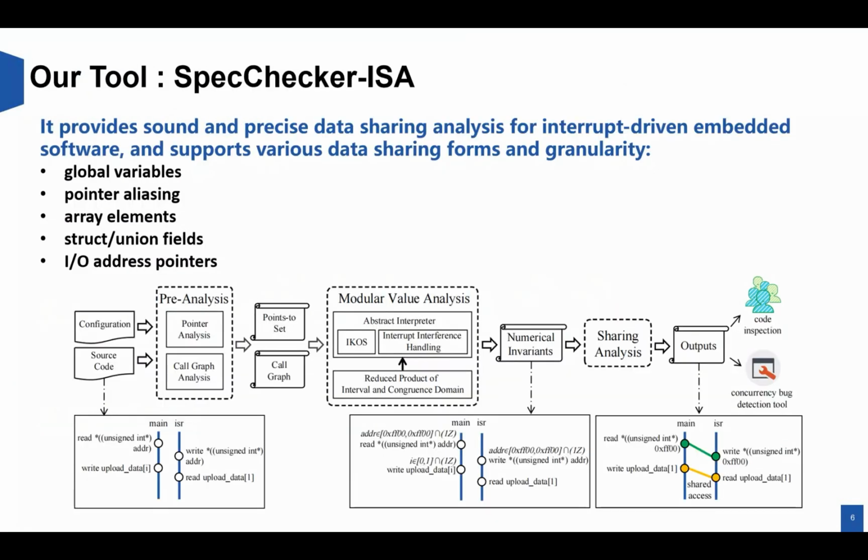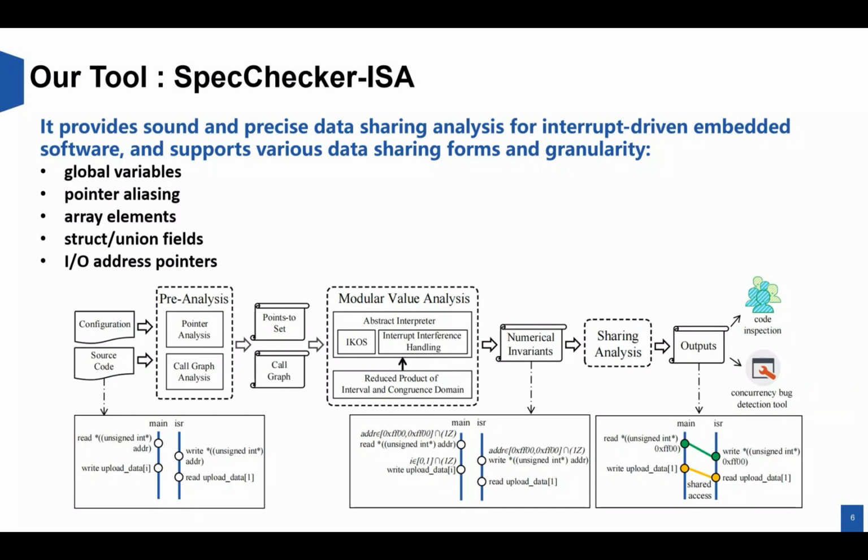We propose SpecChecker-ISA to provide sound and precise data sharing analysis for interrupt-driven embedded software, and it supports various data sharing forms and granularity, for example, global variables, pointer aliasing, array elements, struct/union fields, and I/O address pointers. SpecChecker-ISA can aid embedded software testers during manual code inspection for concurrency bugs. Researchers and developers can also use it as a solid front-end of concurrency bug detection tools for interrupt-driven embedded software.